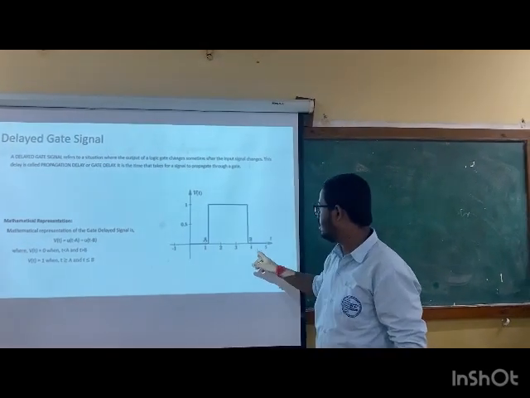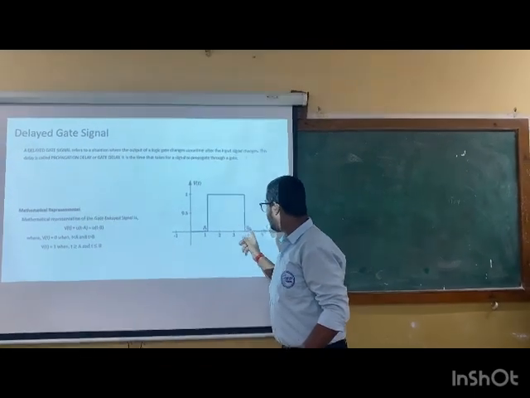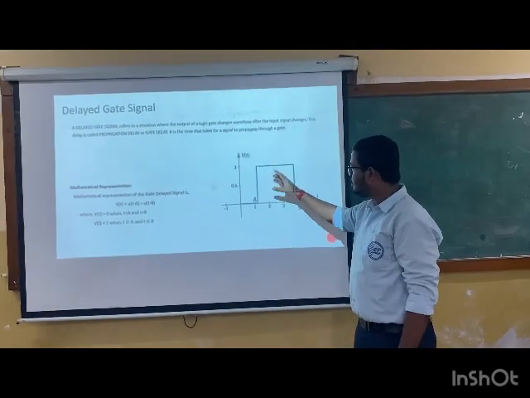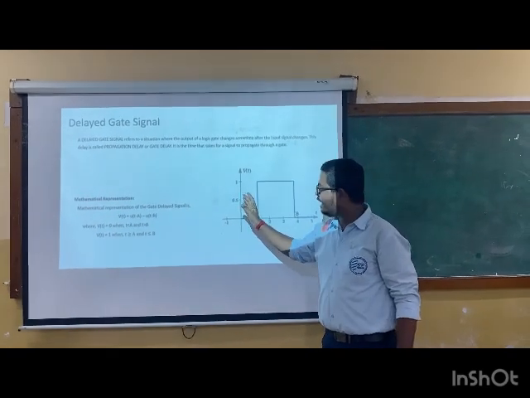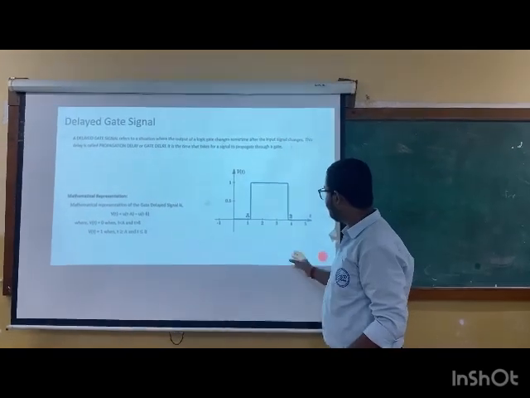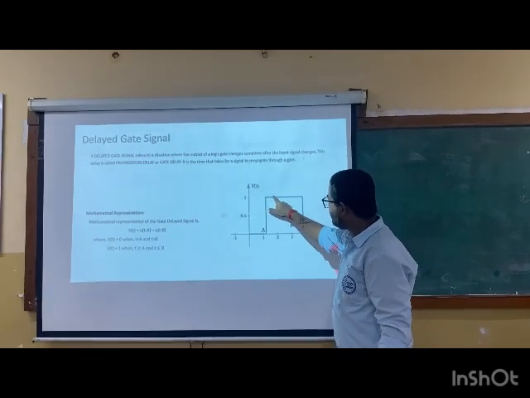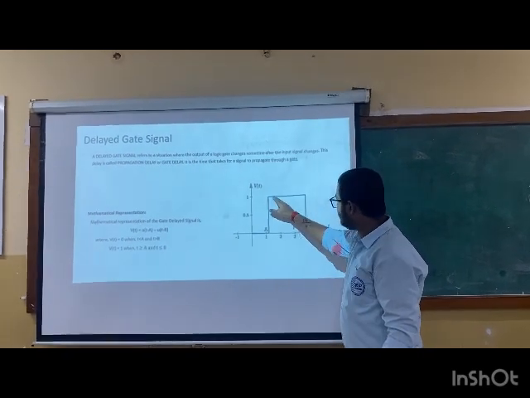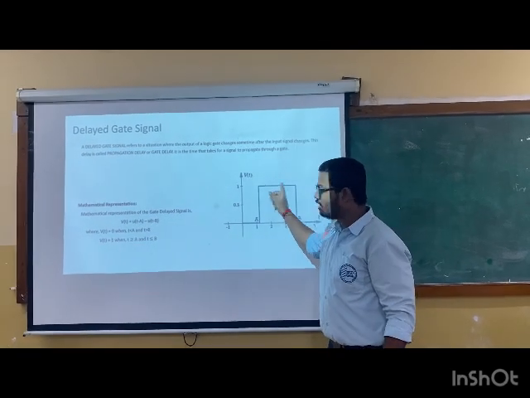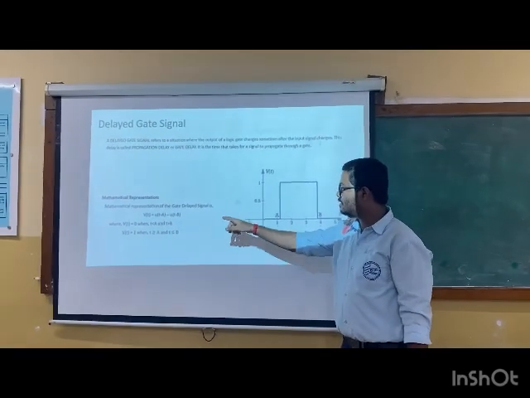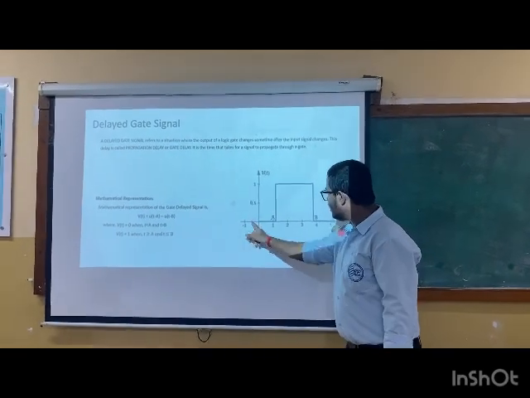Small t is the total time, and d is the end of the output of the gate. If we relate the gate signal and the step signal, from point A this is a step signal, and at point B that is also a step signal, but on the opposite side. So this is the mathematical representation: v(t) is equal to u(t) minus u(t minus a).